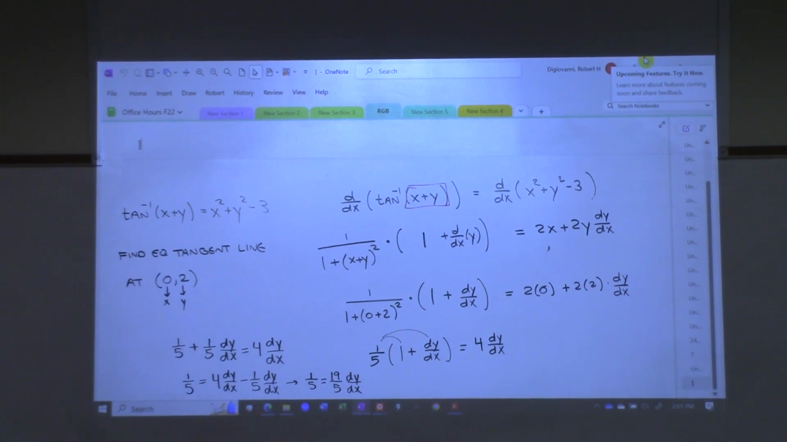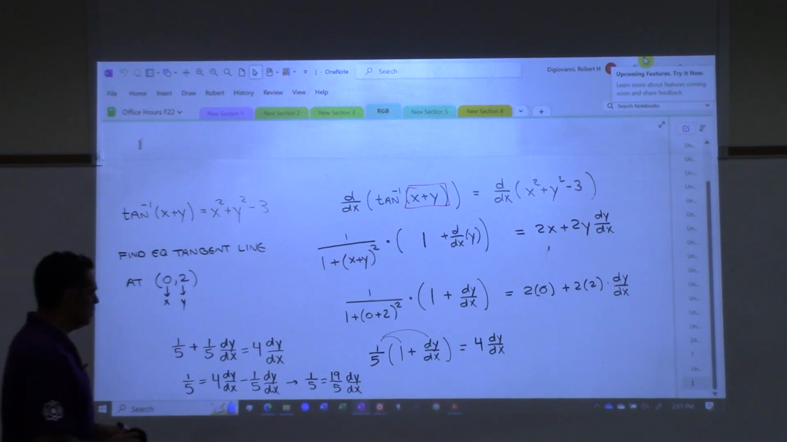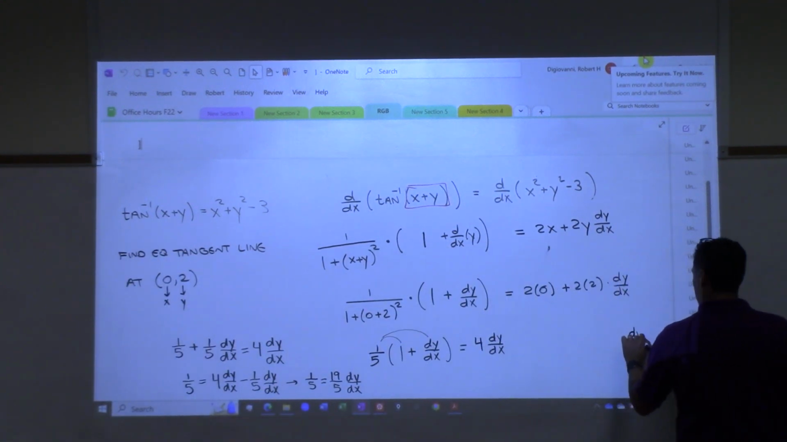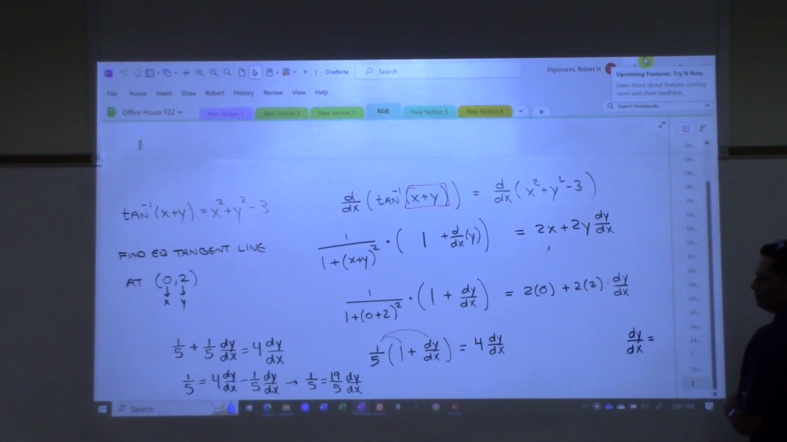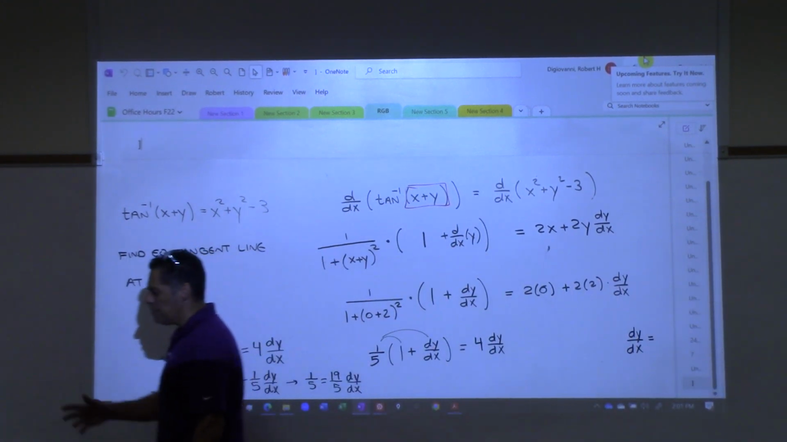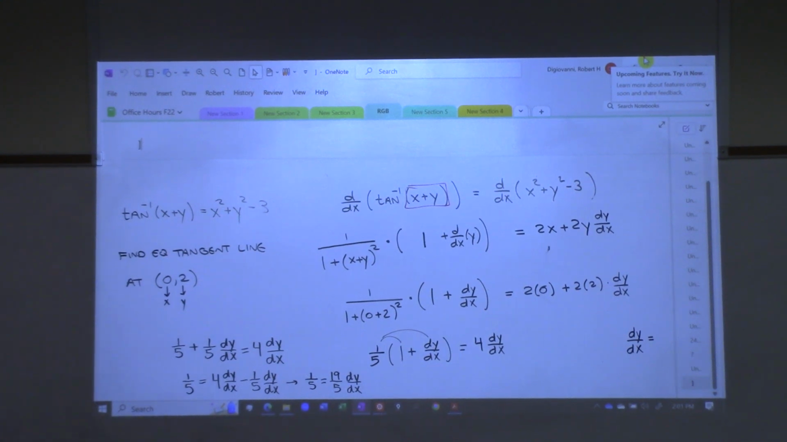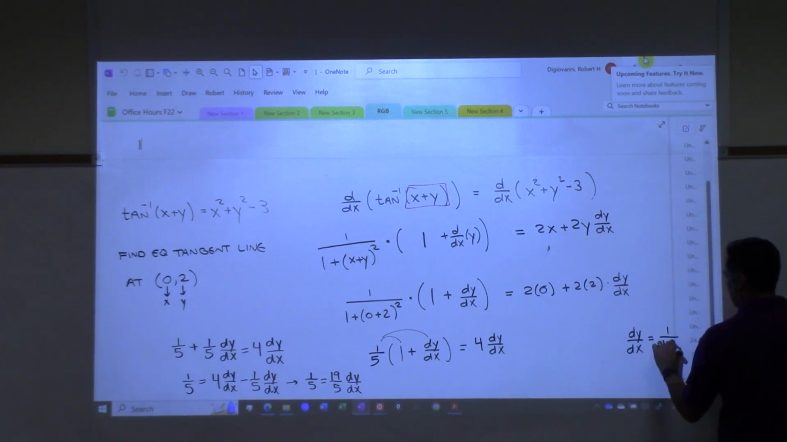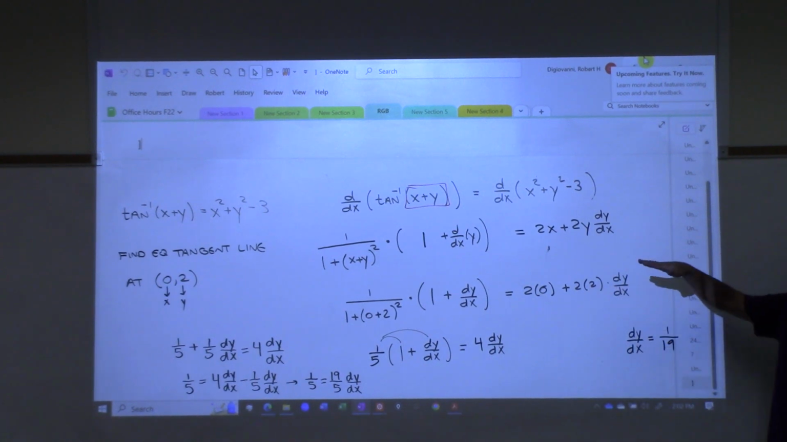What can I do now to get dy dx by itself? Divide by 19 fifths or multiply by the reciprocal. What does it turn out to be? dy dx is what? What is it? I don't want the decimal. Give me it as a fraction. 1 over 19, 1/19. Oh, shoot. What was the slope supposed to be?